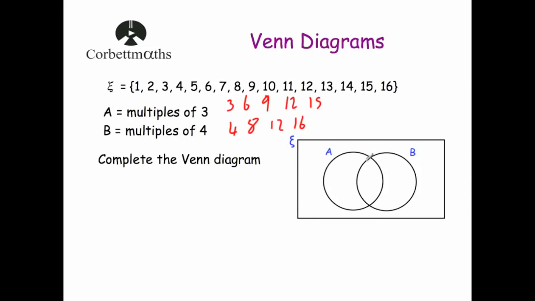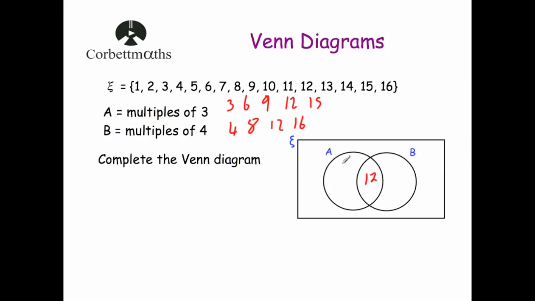So let's first of all start off with the middle of the Venn diagram. So this section here would be anything that's in A and in B. So it would be a number that's a multiple of 3 and a multiple of 4. Now if you look at both of these, 12 clearly satisfies that. So we're going to put 12 in the middle because 12 is a multiple of 3 and it's a multiple of 4. So it's in A and B.